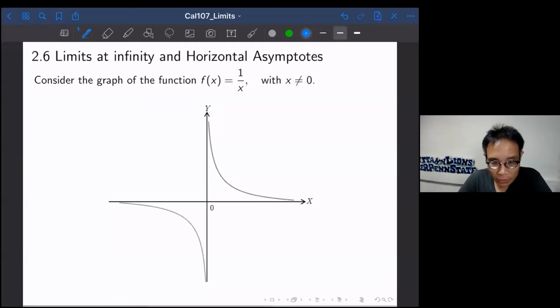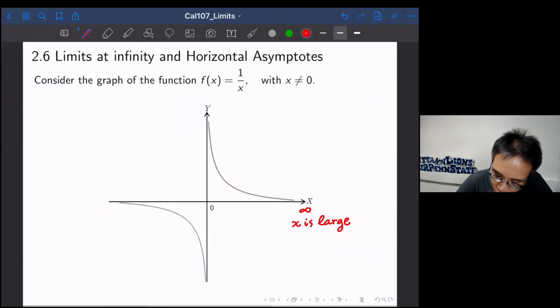The next thing that concerns us will be the limit at infinity. The limit at infinity will be studied together with the horizontal asymptote. Let me point out something first. When we are talking about x at infinity, it means that you consider x large. Let me use x is large.